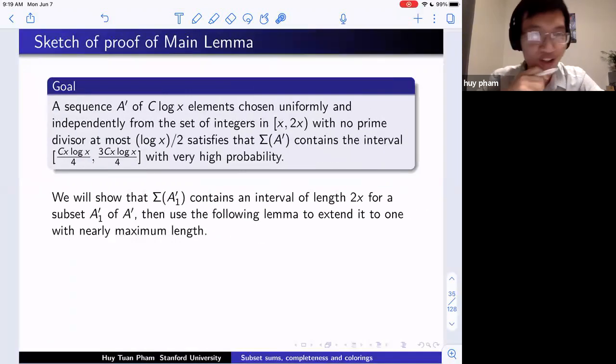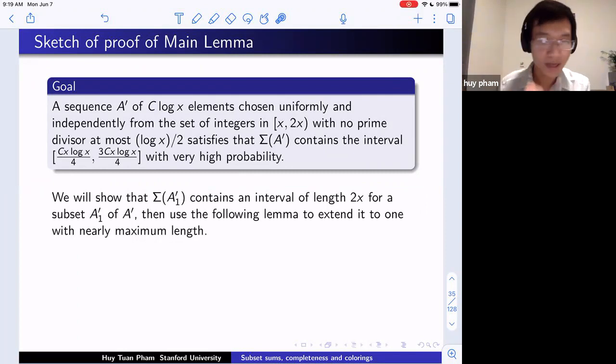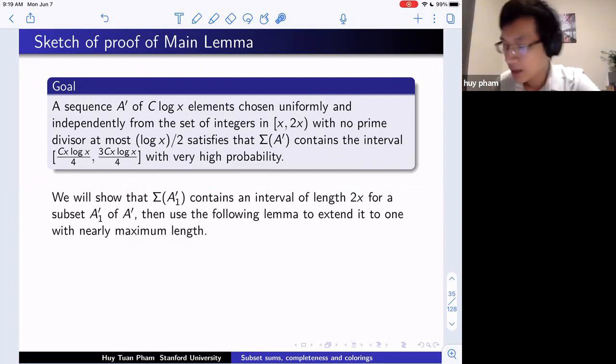This is one further reduction. So we'll fix one arbitrary subset A1 prime of A prime of an appropriate size. And then there's a remaining part, which is A2 prime. And then we'll show that sigma of A1 prime with very high probability will contain an interval of length at least 2x. And then we will extend it to the interval that we need.